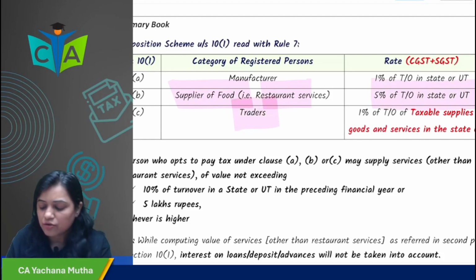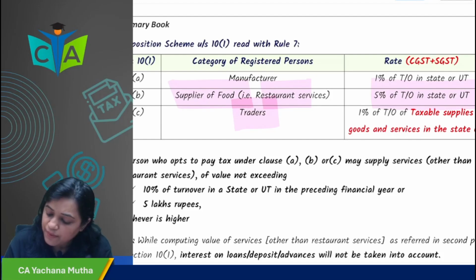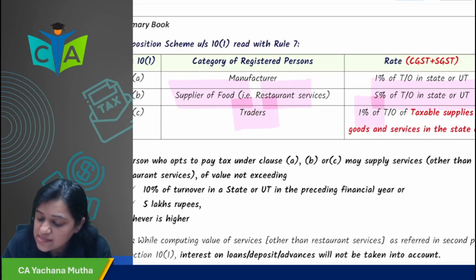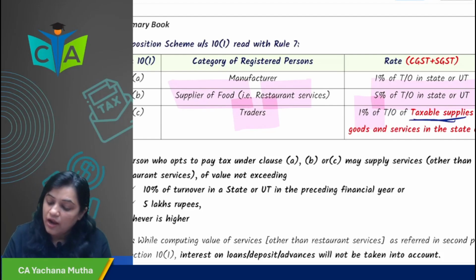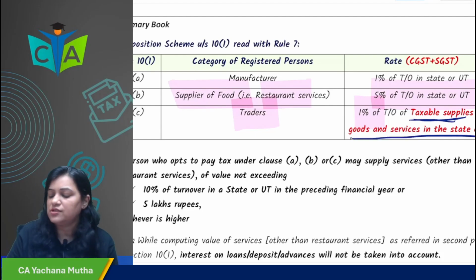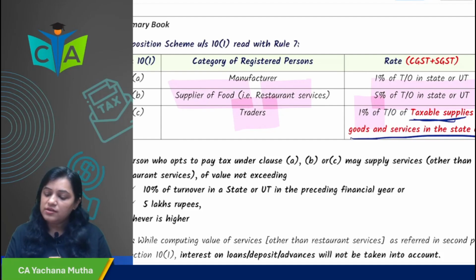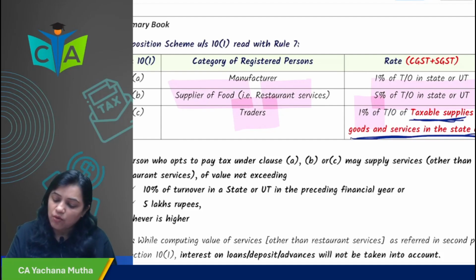And if you are a trader, then in that case 1% of turnover of taxable supply. In this, if you are a trader, it is taxable supply, not turnover in the state or union territory. It is taxable supply of goods or services in the state or union territory. I hope it is clear.